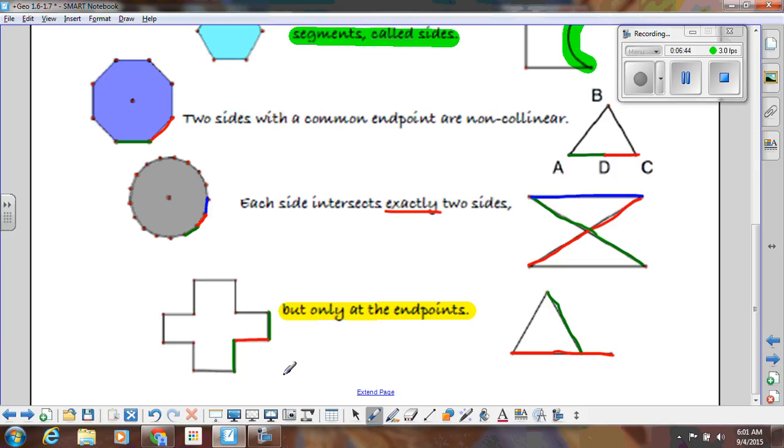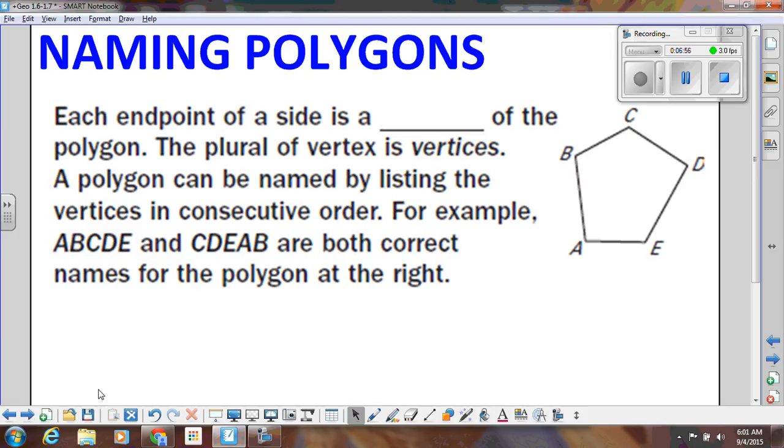So hopefully that helps clear up some information about sides. And also, I hope it clears up information about polygons. So let's move on. Naming polygons.